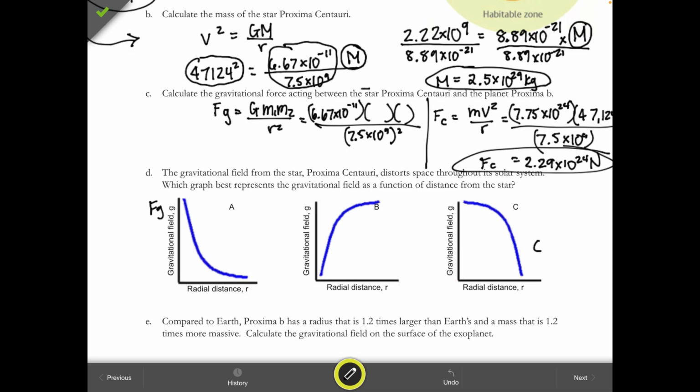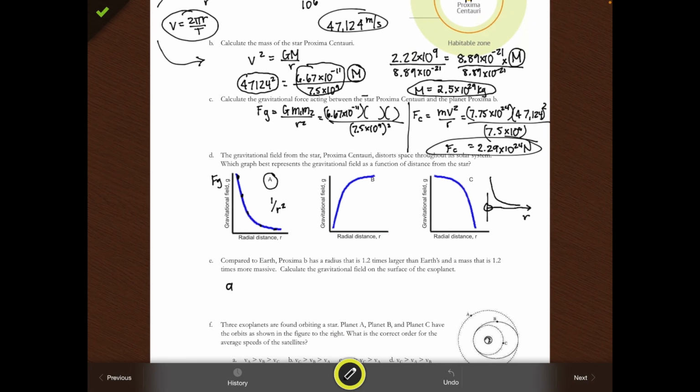The farther you are from your planet, the weaker this field should get. I'm choosing A in this case because I'm looking for what actually graphs this 1 over r squared relationship. The inverse square relationship should show a field that starts big when you're close and gets smaller and smaller and smaller the farther out in space you go.